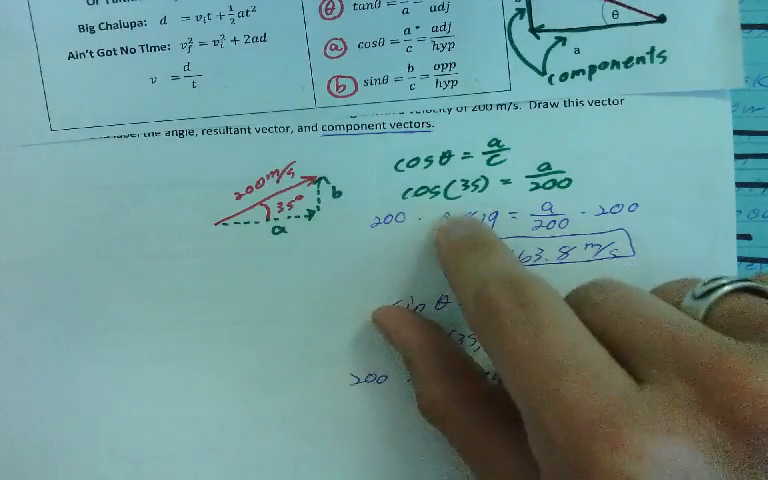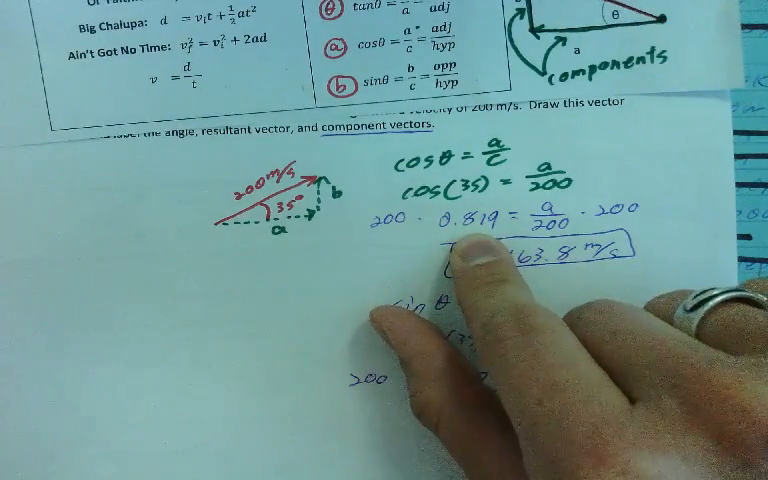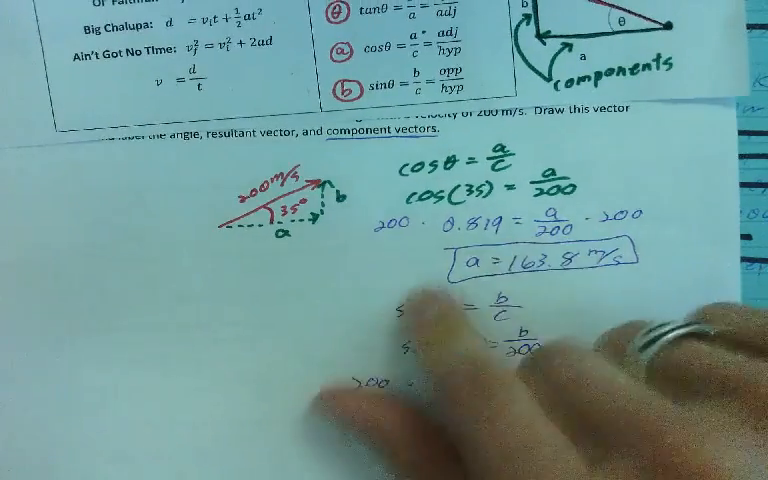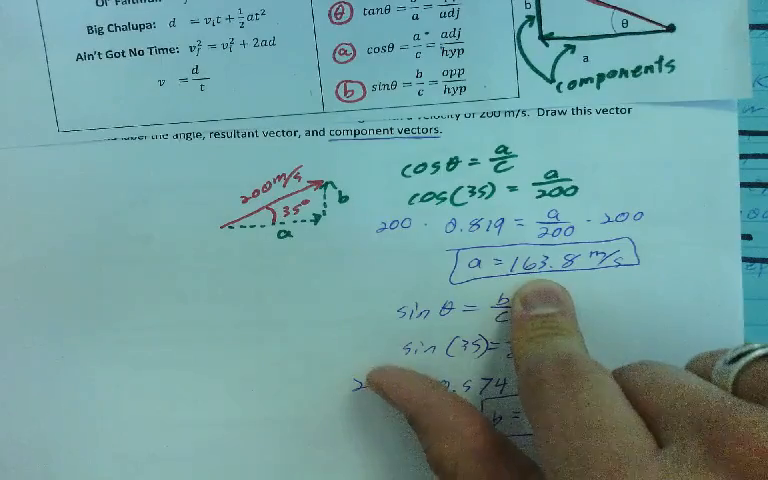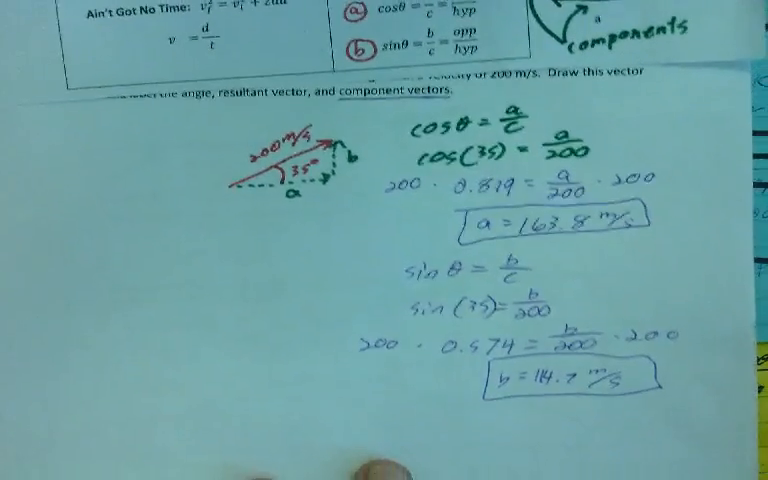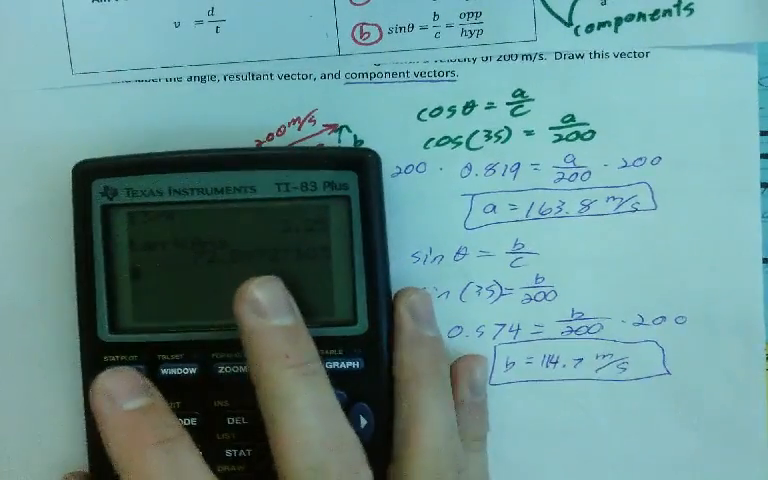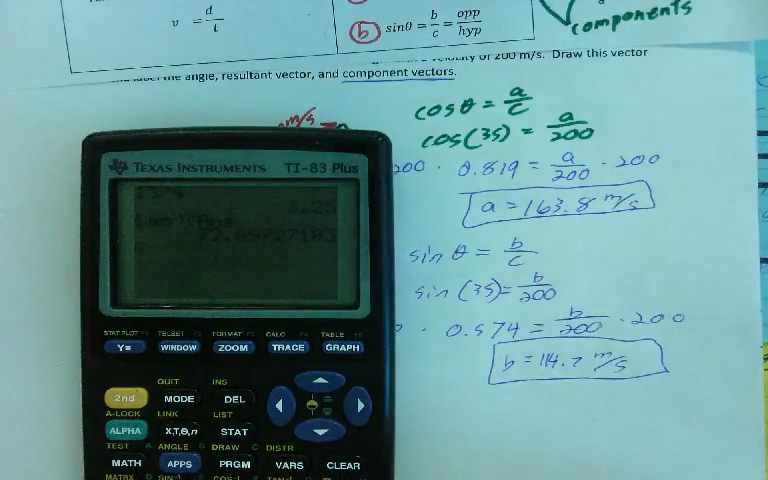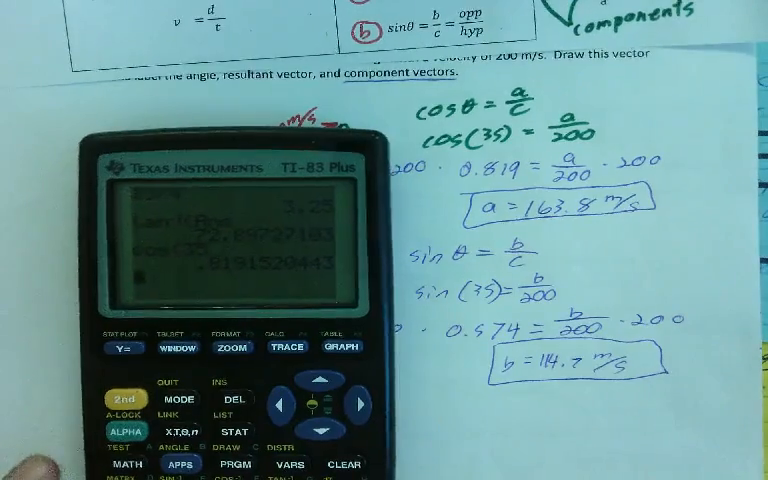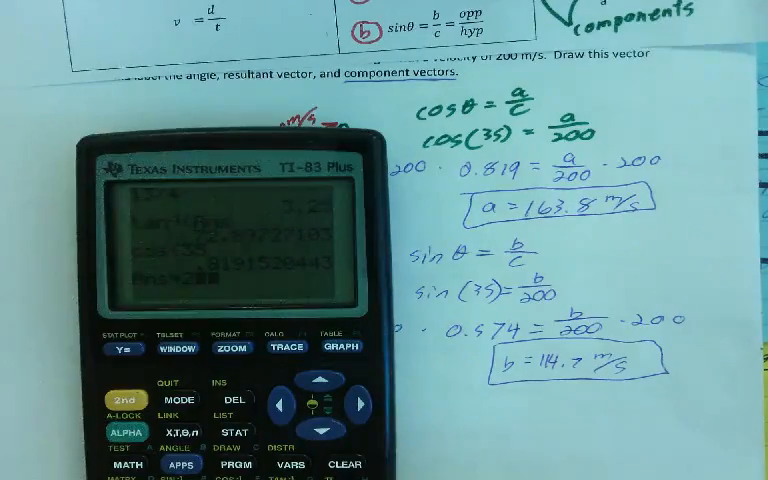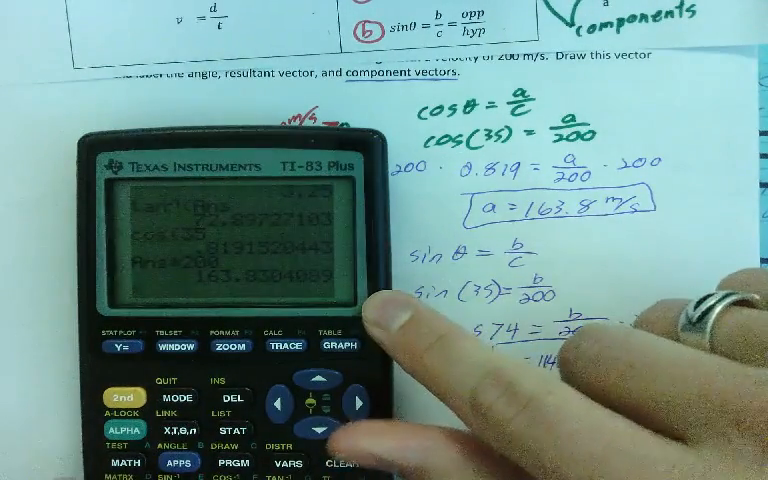So figure out what the cosine of 35 is first, 0.819. Multiply C to both sides to get A by itself, and you get 163.8. And again, I didn't do the inverse cosine, I just did regular cosine because I don't need to find theta, I'm given theta. So I just do cosine 35, and they gave me this, 0.819, multiply the 200 to both sides. Okay, and there's your answer, 163.